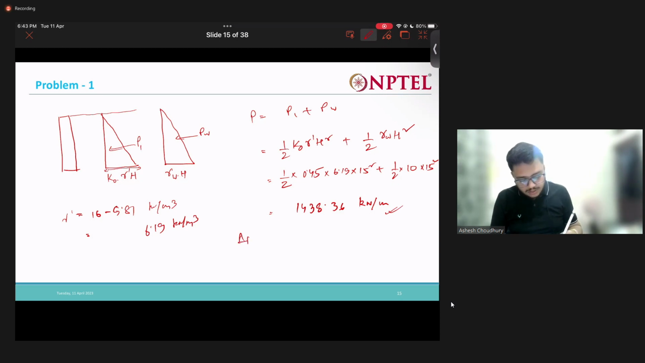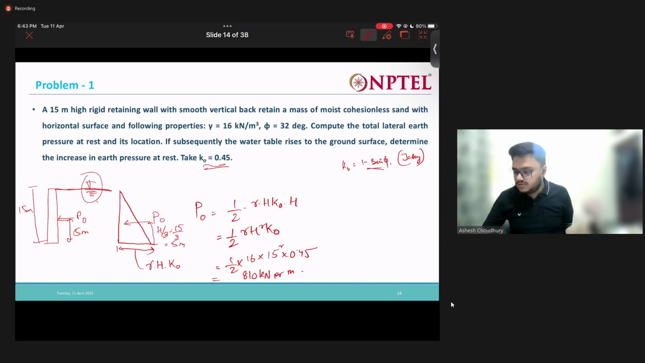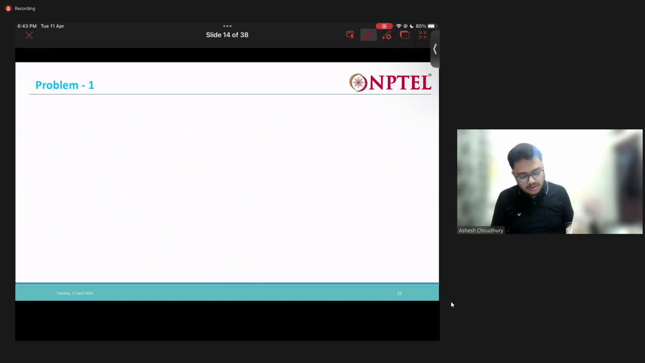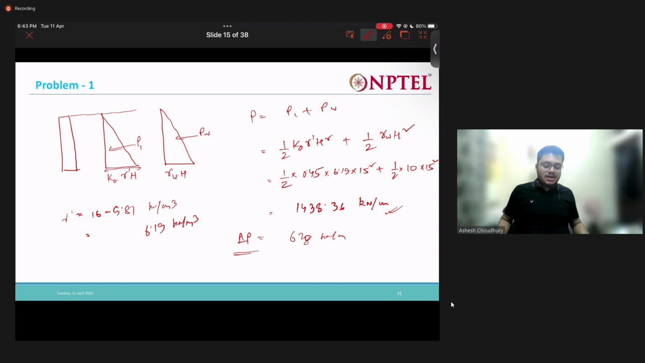Due to that water, how much is our lateral pressure changing? It's increasing, right? So 1438 minus 810, about 628 kilonewton per meter. So it's more. See, due to water our earth pressure is increasing by about 600 kilonewton. So water is actually very dangerous. Okay, so water is very dangerous.